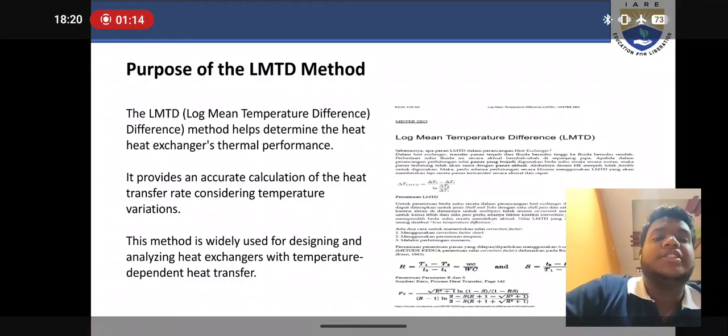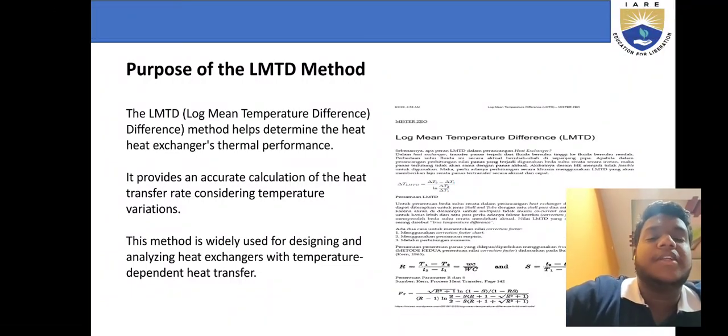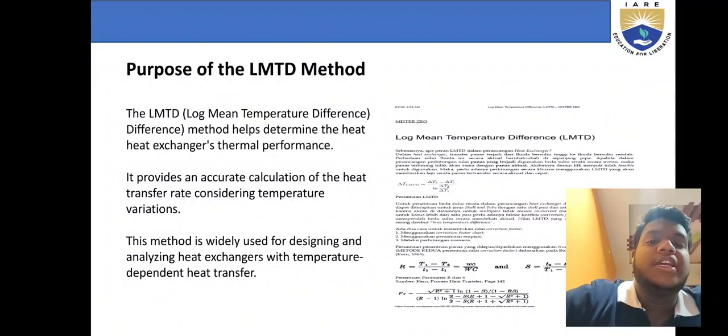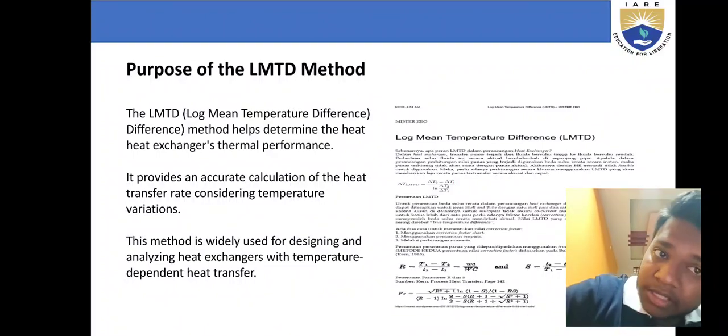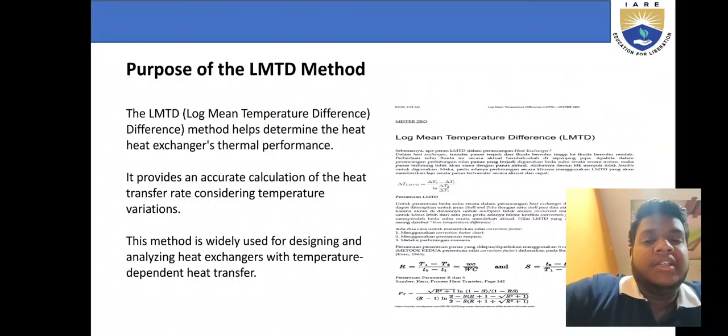Purpose of the LMTD method. The LMTD, log mean temperature difference, method helps determine the heat exchanger's thermal performance. It provides an accurate calculation of the heat transfer rate considering temperature variations. This method is widely used for designing and analyzing heat exchangers with temperature dependent heat transfer.